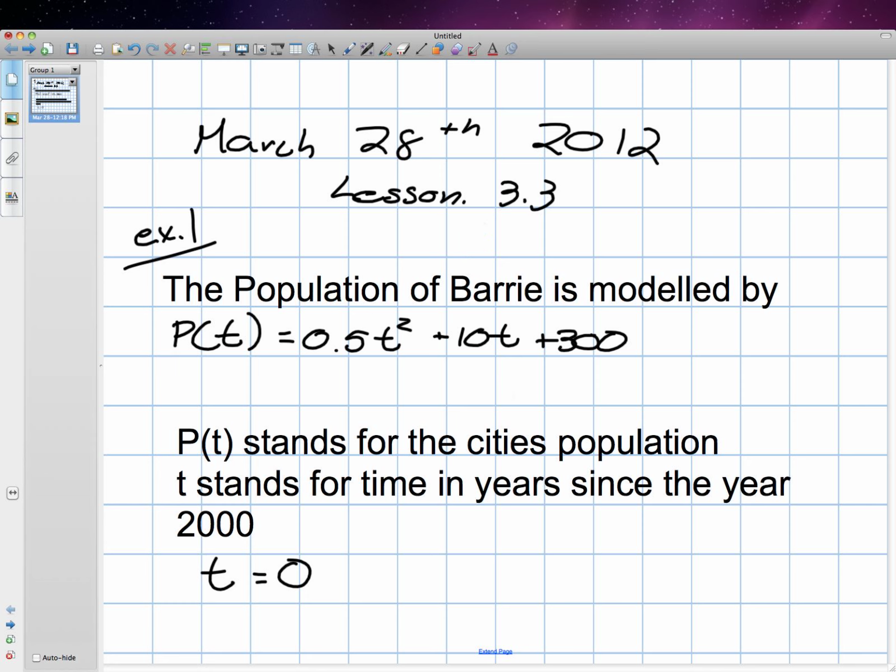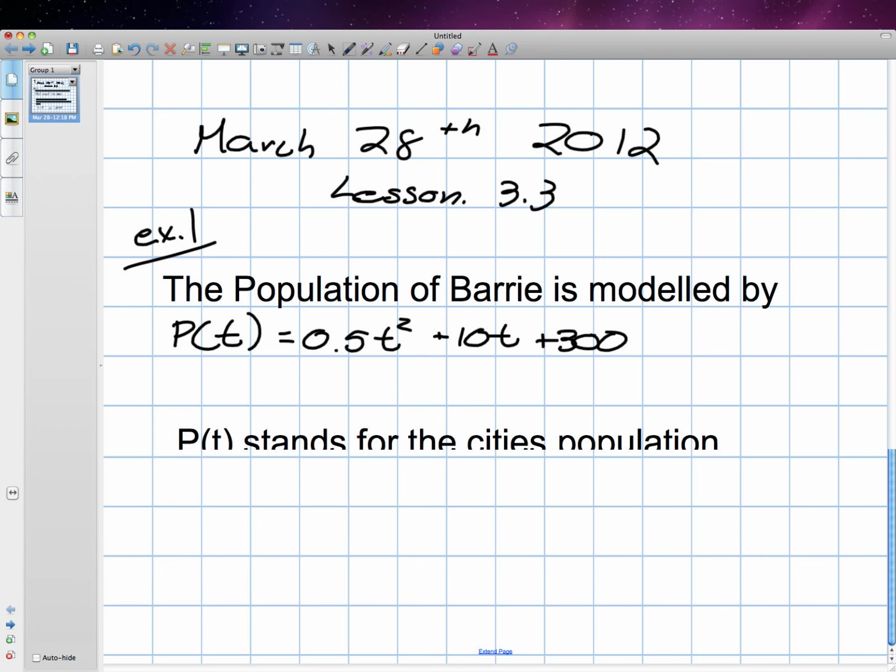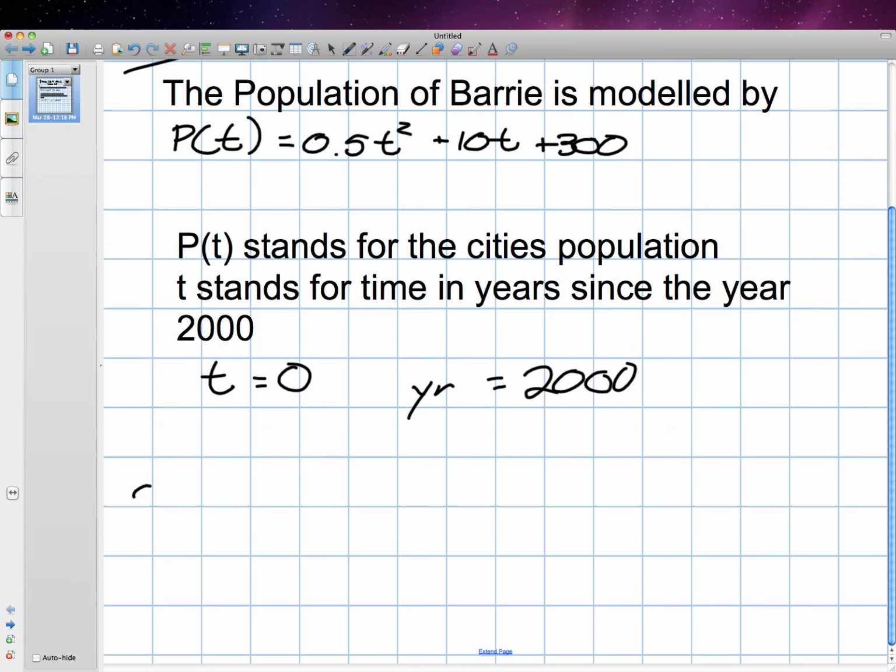So they've also told us that when T is 0, sorry, I forgot to write that other part in. That's the year 2000. Okay? When T equals 0, that is the population in the year 2000. So the very first question is, what is the population in the year 2000? So we're going to take this equation. P at T is equal to 0.5 T squared. I'll try to fix it for you. Plus 10T plus 300. Okay?